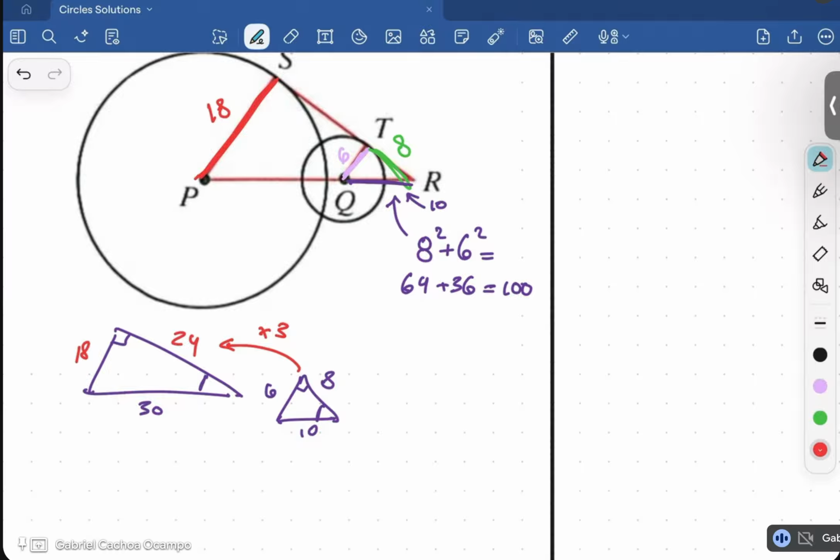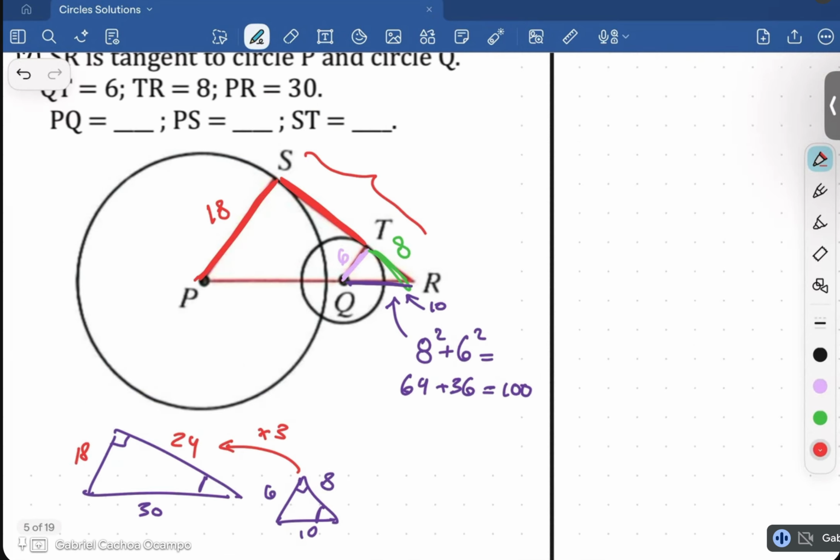And now be careful, because this part won't measure 24. The whole thing measures 24. So this part only measures 16. Because I am talking about this red triangle being this triangle, no? The whole thing.